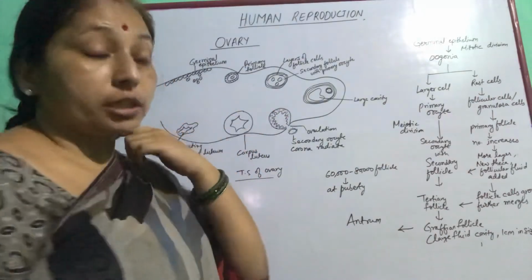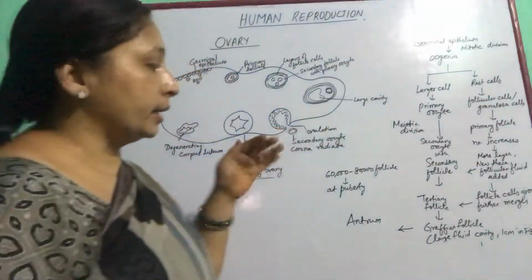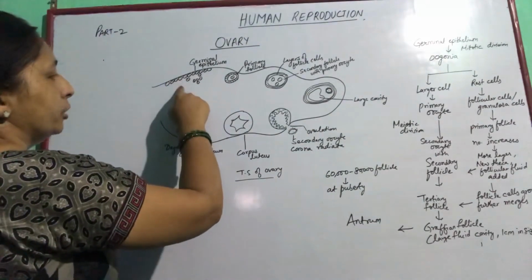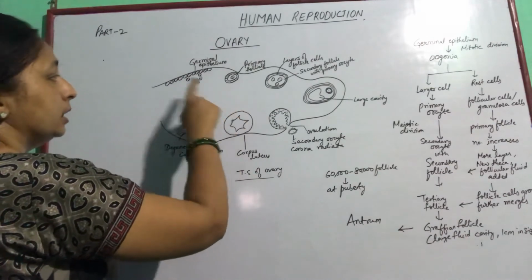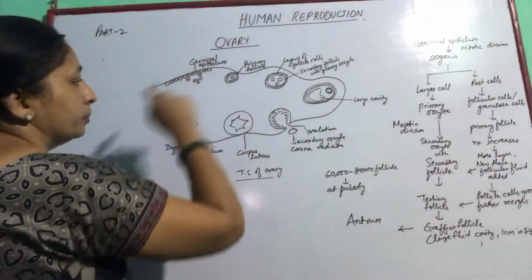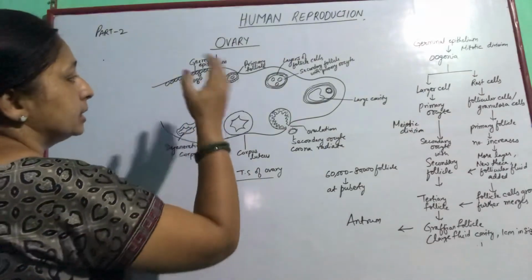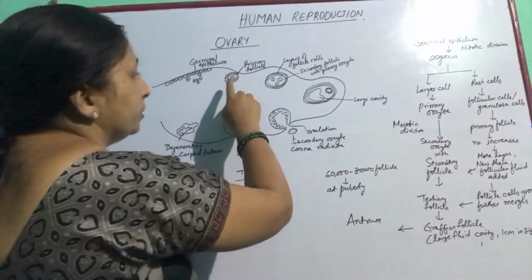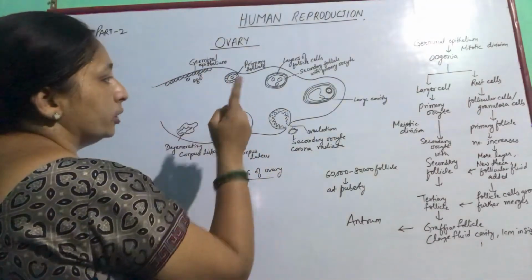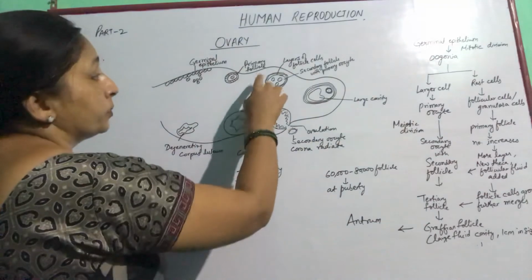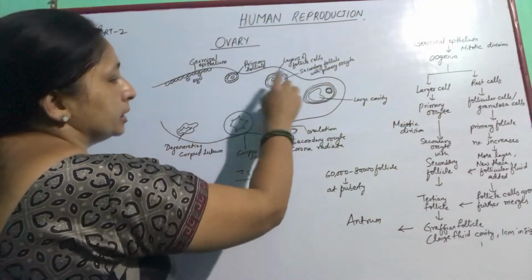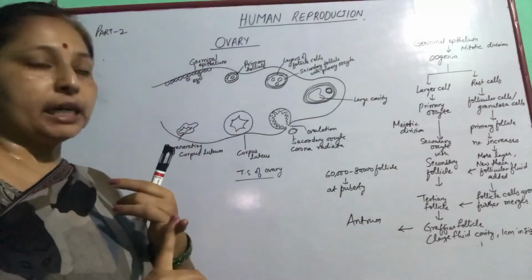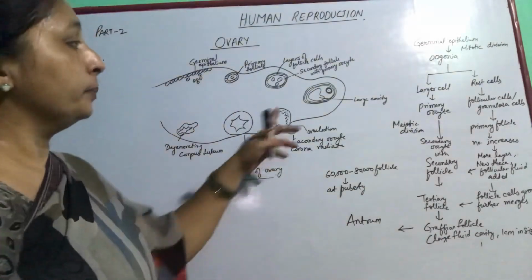So this is about the structure of the ovary. Again, I am repeating this. Here the germinal cells, after mitotic division, move towards the center. The larger ones form the primary oocyte. The smaller or the rest of the cells form the primary follicle. The primary oocyte undergoes meiotic division and forms the secondary oocyte, and layers of follicle cells are added. Theca is added. Follicular fluid is added.